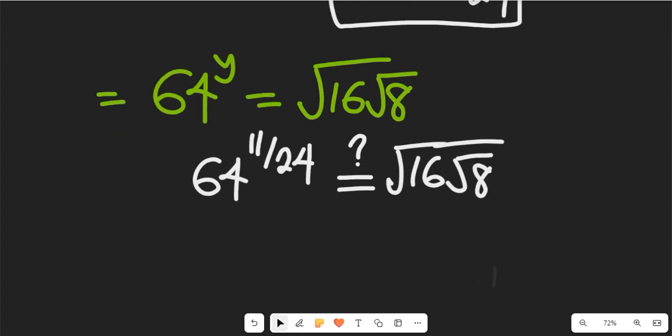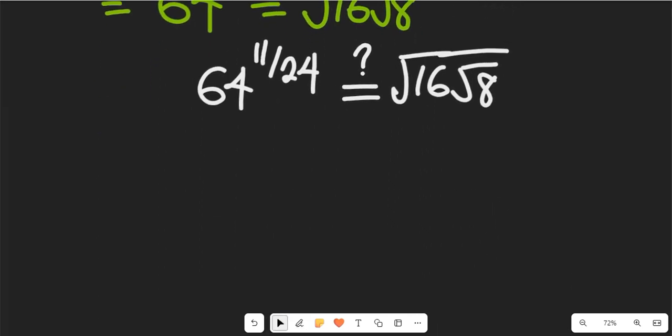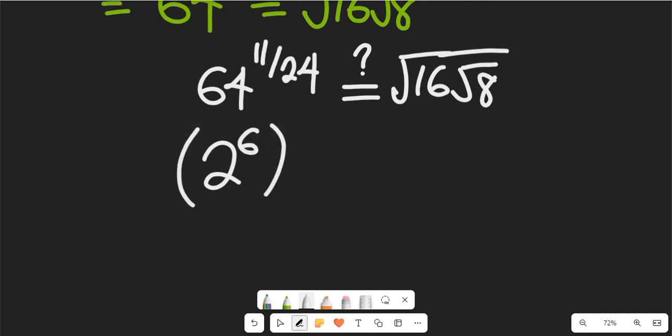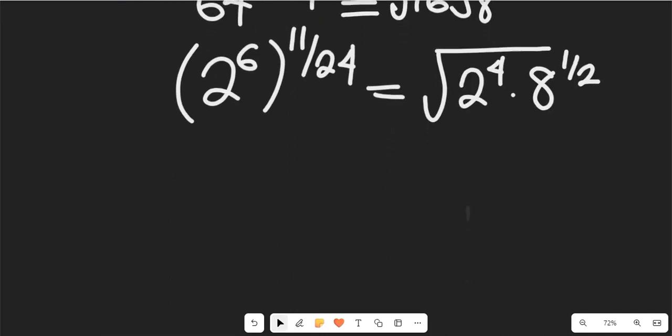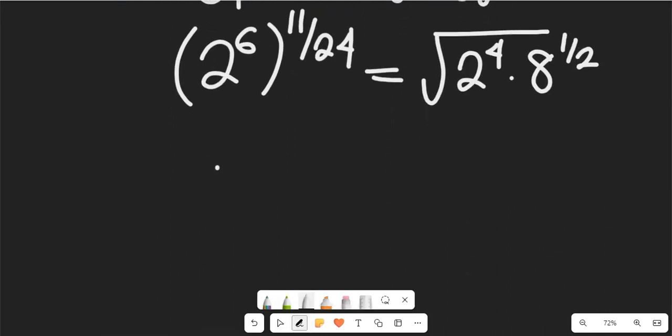Now let's simplify this. This is going to take a whole lot of the laws of indices and logarithm. Especially, 64 can be 2 to the power of 6, right? So that will give us 2 to the power of 6, all to the power of 11 divided by 24. Now coming to the other side, we can simplify 16. 16 is going to give us 2 to the power of 4, multiplied by 8 to the power of 1 divided by 2.